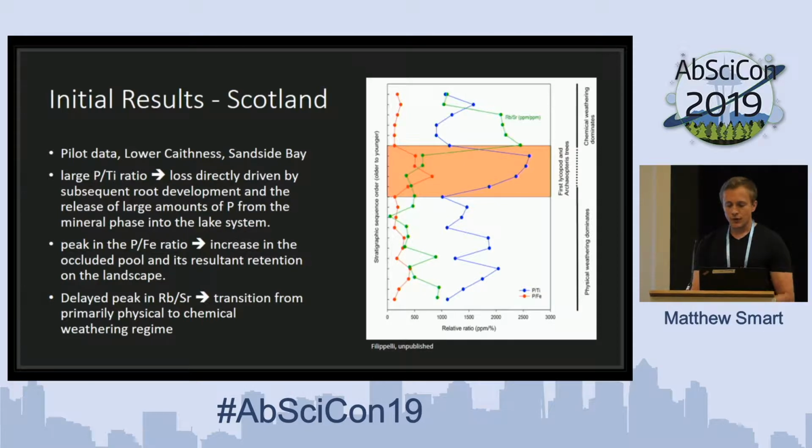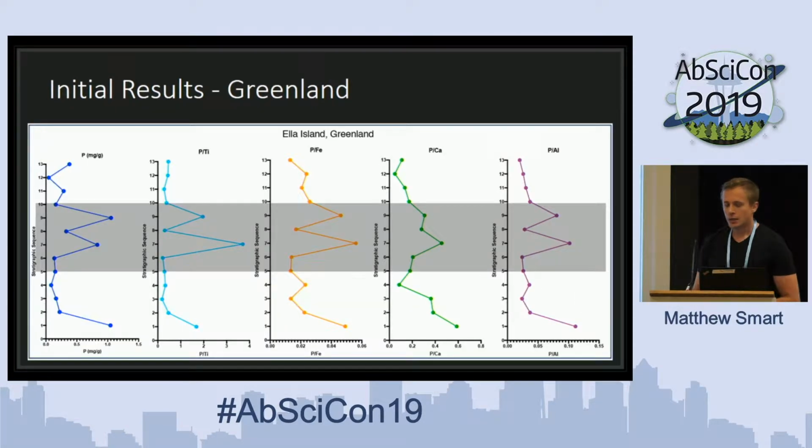So that's great. Can we reproduce that somewhere else? And the answer is yes, we can. These are our results from Ella Island, Greenland. Basically the same analyses, so phosphorus as well as some terrigenous elements. And we see the exact same pulse of phosphorus across all these graphs here, highlighted in the gray. So again, we have a nutrient pulse similar to the pulse in Scotland.